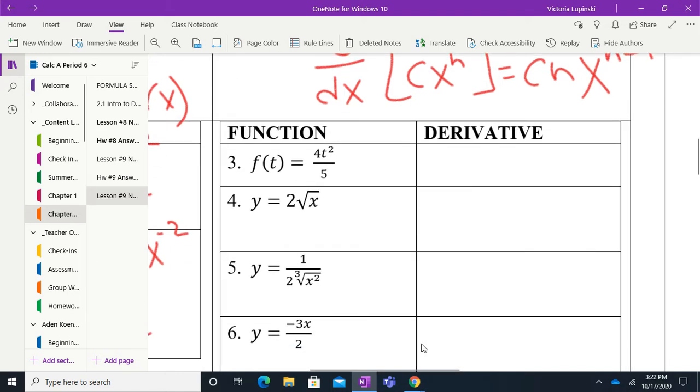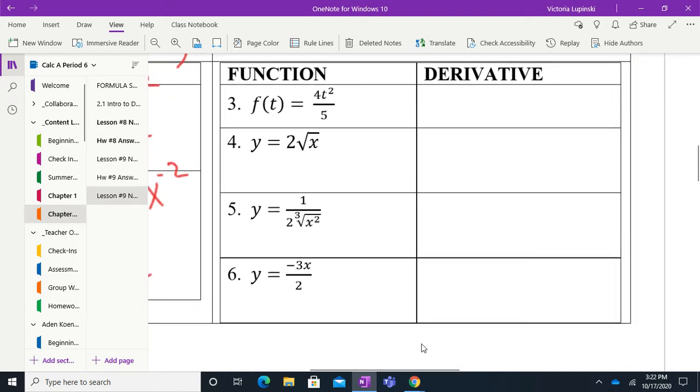For almost every problem, you are first going to want to focus on what I call the rewrite step. I would suggest that if you're doing a rewrite step, you leave it for now in the function box and only move it over to the derivative box when you've actually applied one of these formulas. So 4t squared divided by 5, if you rewrite this problem as 4/5 t squared, it becomes much, much easier to see how the rule applies.